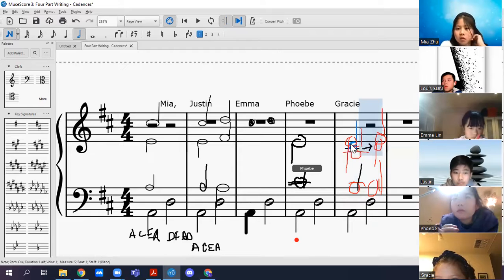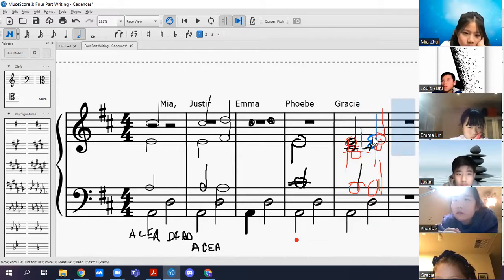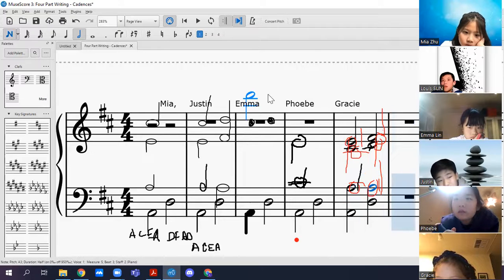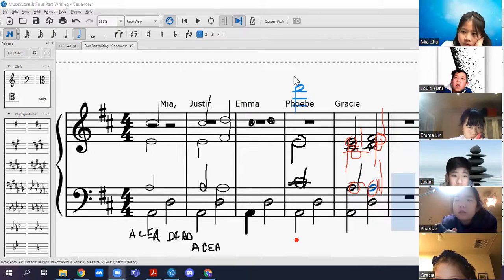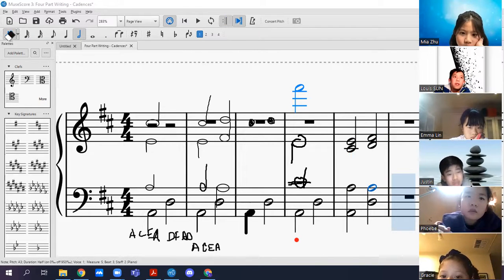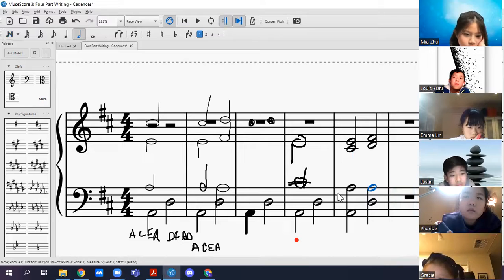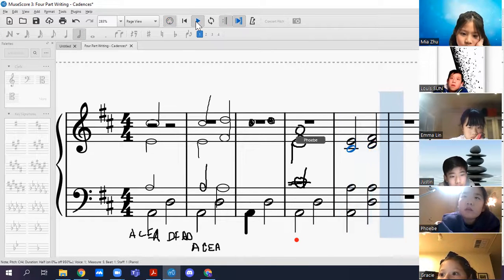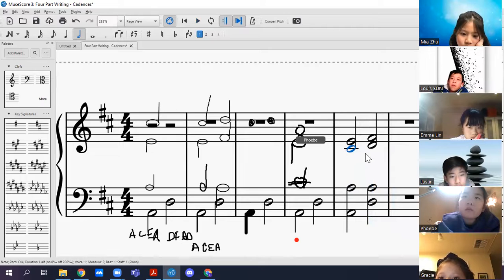So ignore the stems, please. Ignore the stems, ignore the stems. Yeah, I'll play Gracie's right now. That is a valid perfect cadence. Okay, and now, I'll play it again, actually.